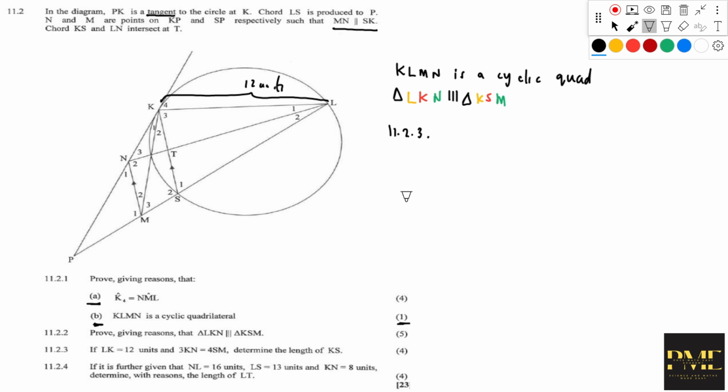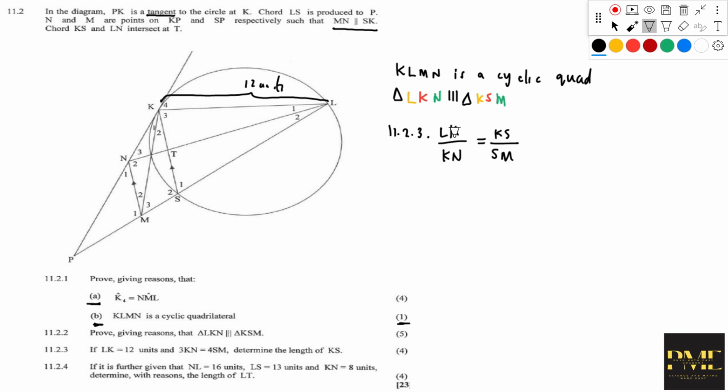So therefore we can get to these 4 marks by saying, okay, they want LK, okay. So we know that LK over KN will be equal to, since it is the same again, KS over SM, right?